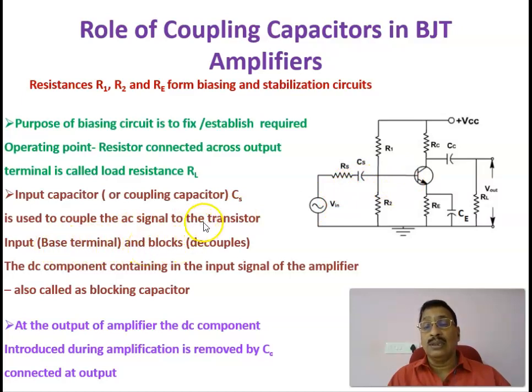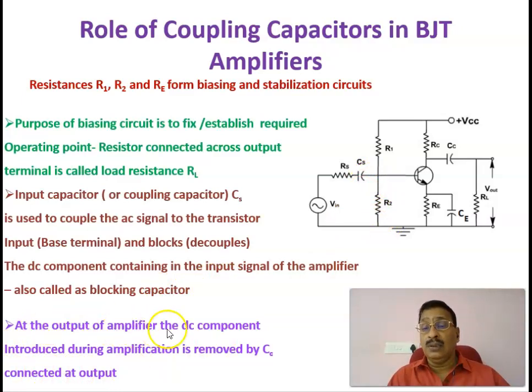In another way, DC is blocked and only the AC signal passes to the input, that is the base terminal. It blocks the DC component contained in the input signal. If there is a DC component at the input side, it is blocked by this capacitor, which passes only the AC signal to the base terminal of the transistor. That is the function of coupling capacitor CS at the input side. That is why it is called a blocking capacitor, because it blocks the DC component and passes the AC component. Sometimes we call it a blocking capacitor, or a coupling capacitor.